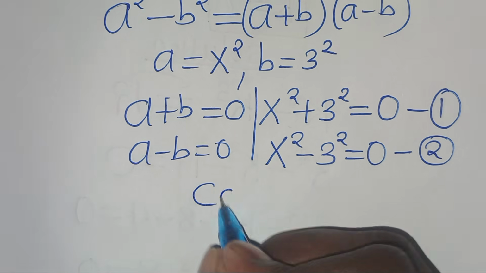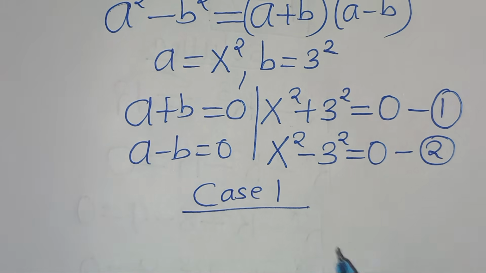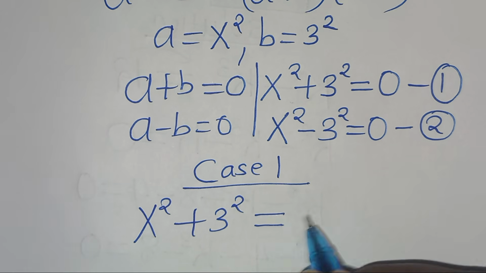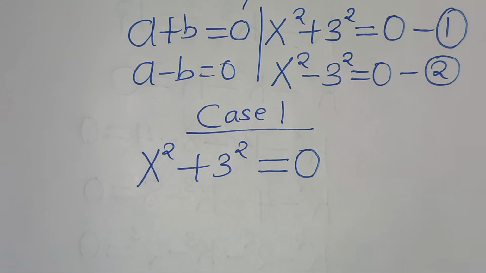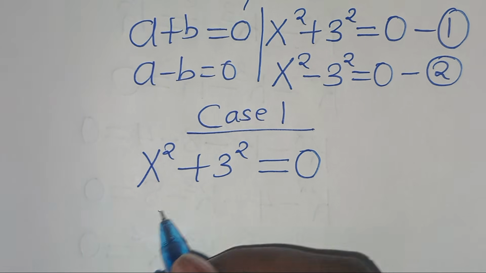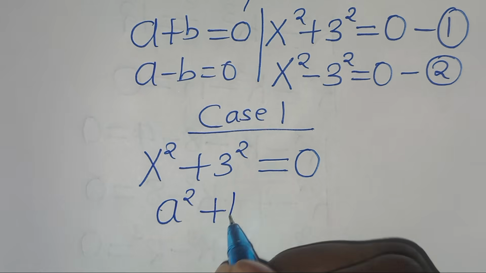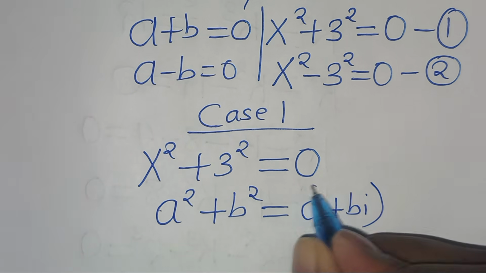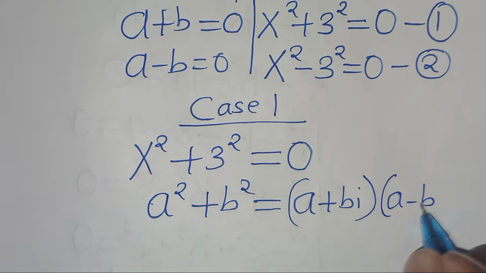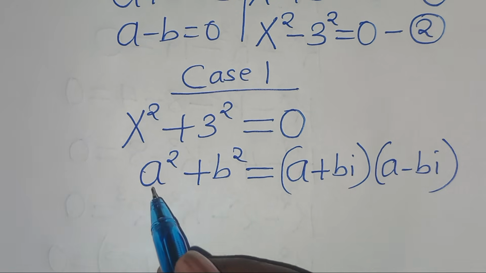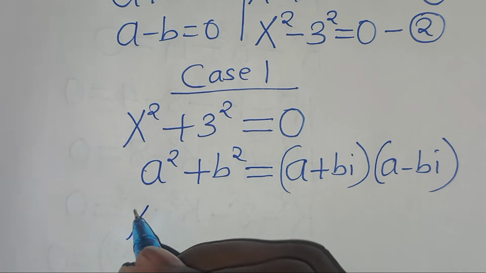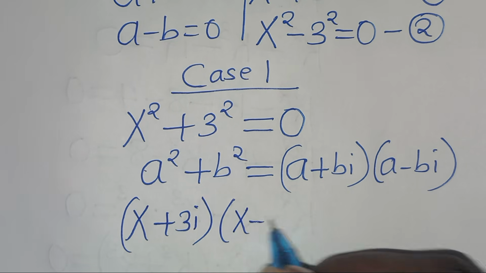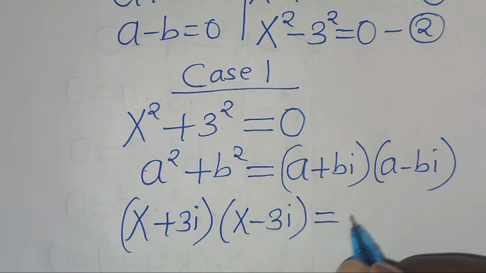So we have case 1, which is x to the power of 2 plus 3 to the power of 2. This is equal to 0. Now, x squared plus 3 squared, this is in the form of a squared plus b squared, which we can express as a plus bi multiplied by a subtract bi. Applying this identity, then we have x plus 3i multiplied by x subtract 3i. This is equal to 0.